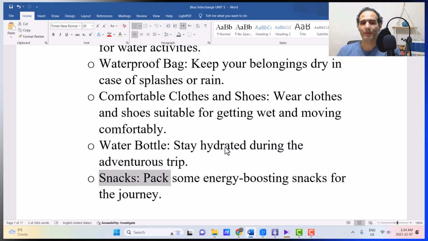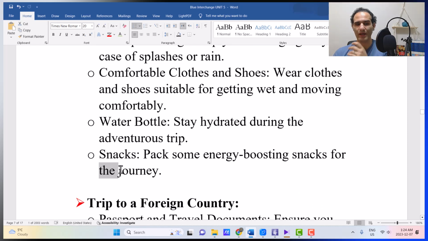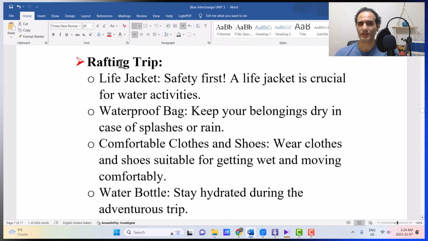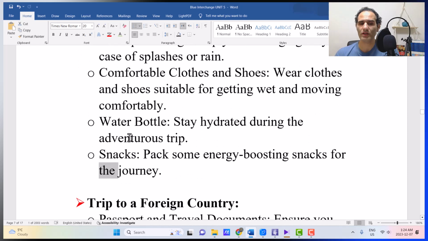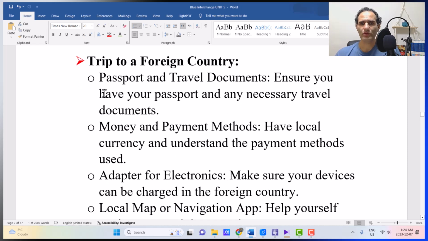And snacks, pack some energy boosting snacks for the journey. The journey means for this journey that we talked about, for the rafting trip. So sometimes grammar helps you not to repeat some words. For example, a synonym for rafting trip, the journey. Good.